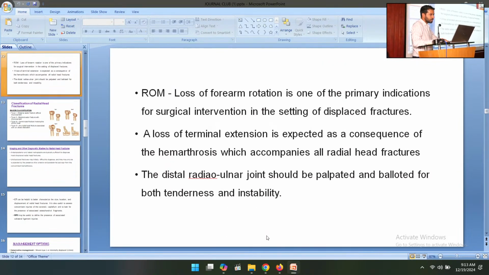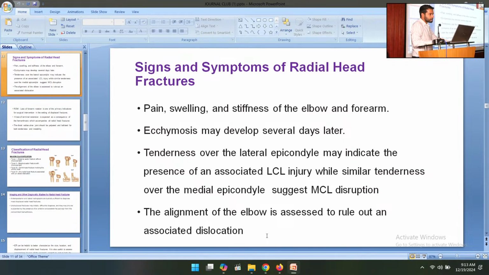You have to put the image of the Essex-Lopresti fracture. There is a fracture of the distal end of the radius with the distal radioulnar joint disruption, with the interosseous membrane rupture, with the dislocation of the radial head. Migration.